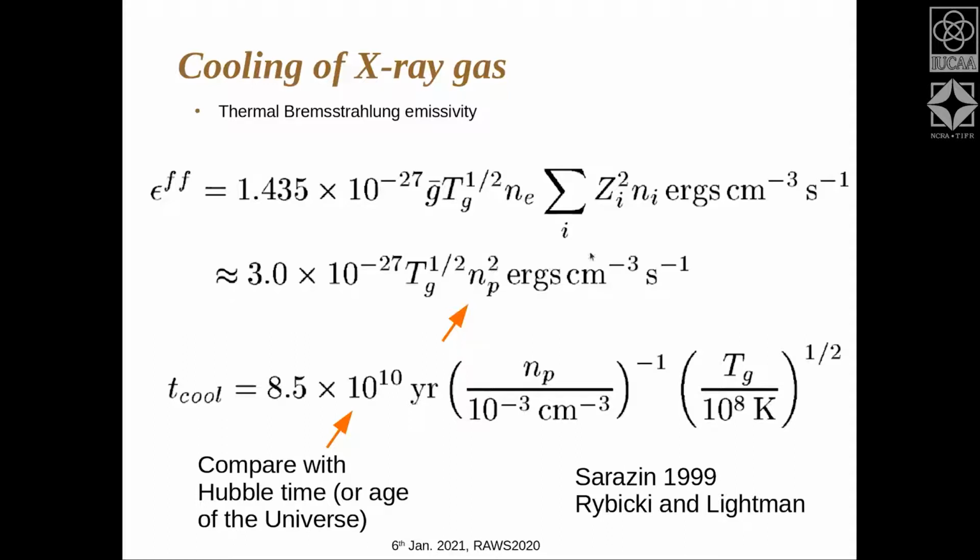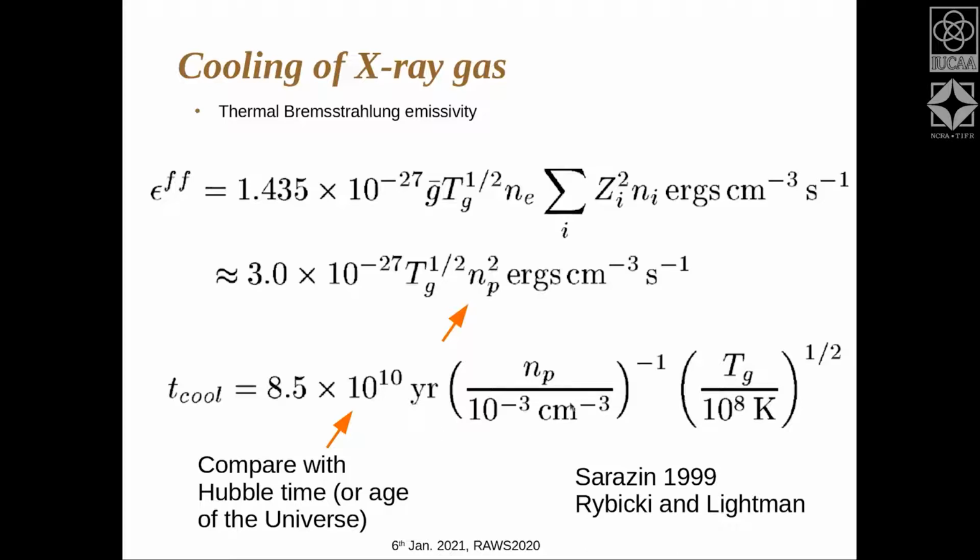So in astronomy, as you know, any emission of energy through any radiation mechanism by particles, we refer to it as cooling. So the particles are losing energy. So these electrons are also losing energy via thermal Bremsstrahlung. And the time scale over which they lose the energy is this cooling time scale. And this time scale tends to be very long.